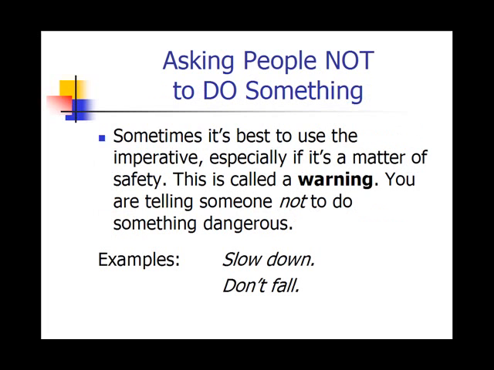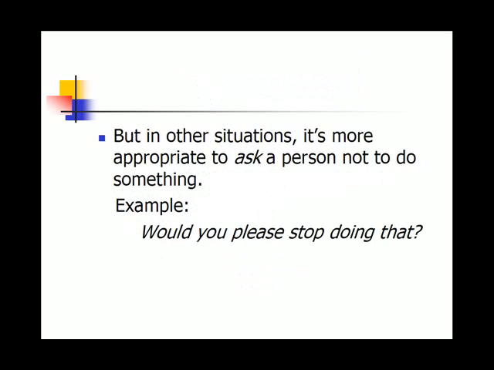Asking people not to do something. Sometimes it's best to use the imperative, especially if it's a matter of safety. This is called a warning. You are telling someone not to do something dangerous. For example, slow down, don't fall. But in other situations, it's more appropriate to ask a person not to do something. For example, would you please stop doing that?